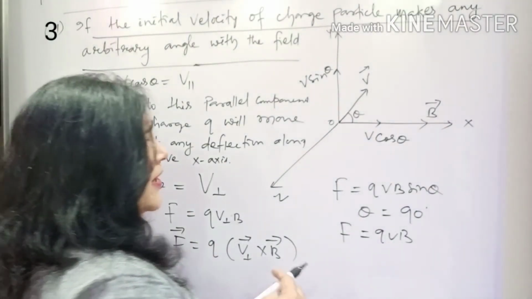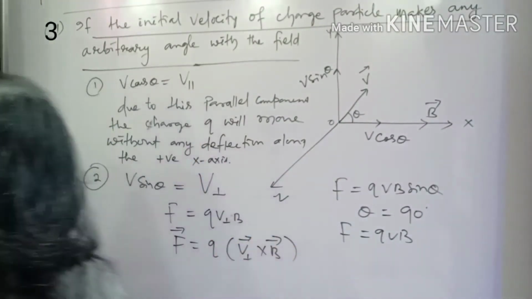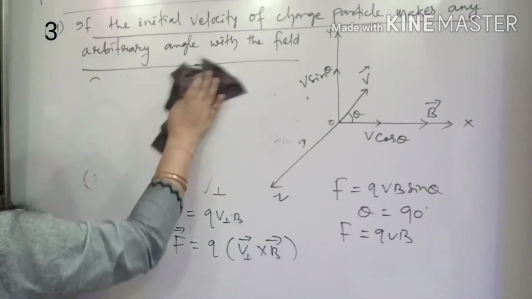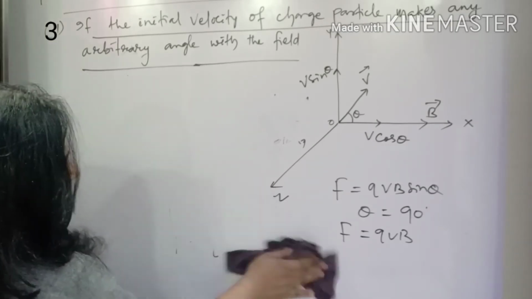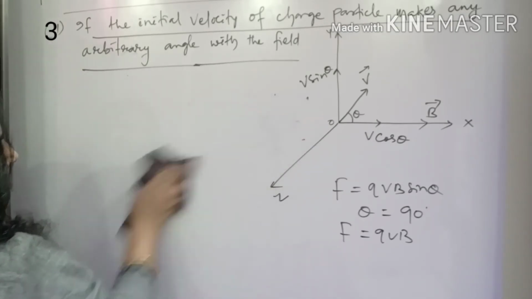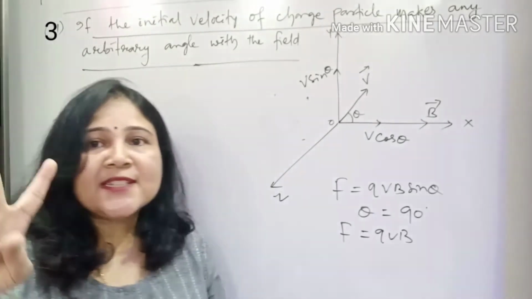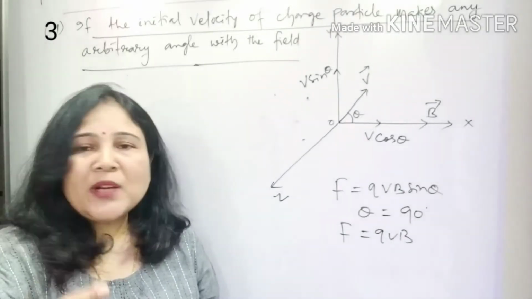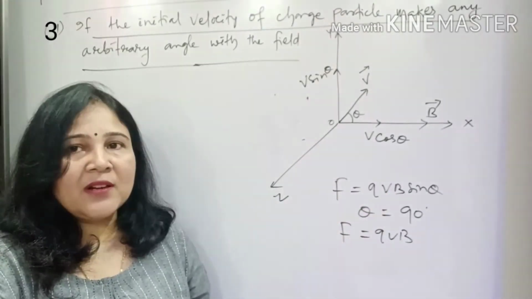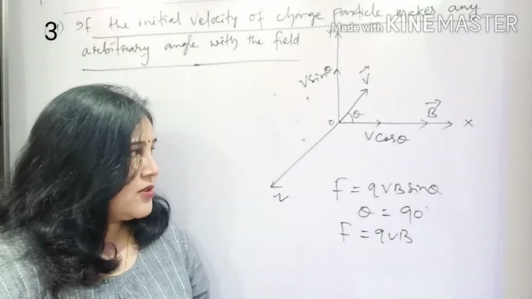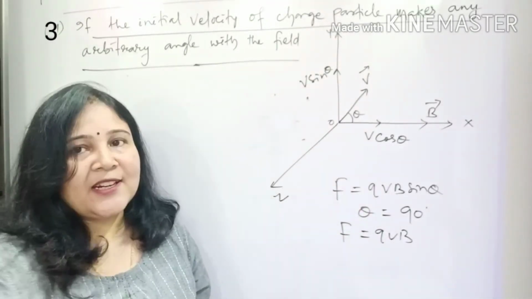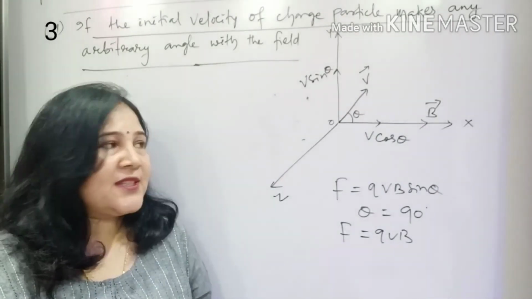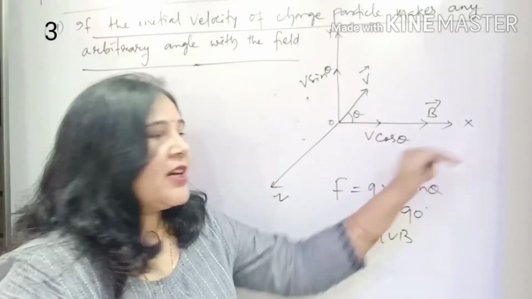So if you look, there are two motions taking place simultaneously. There are concurrent motions. One is along the direction of the magnetic field. So the charged particle is experiencing two kinds of simultaneous motion. One motion is due to this V cos theta component. It is moving along a straight line, because it is not deflected by any force here, since it is not experiencing a force in this direction. So the particle will move without any deflection.